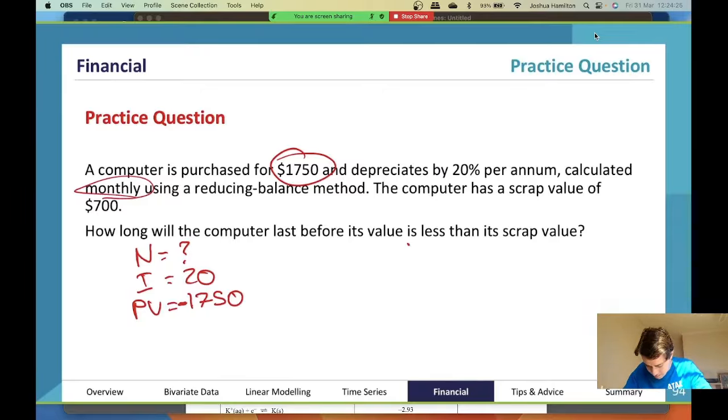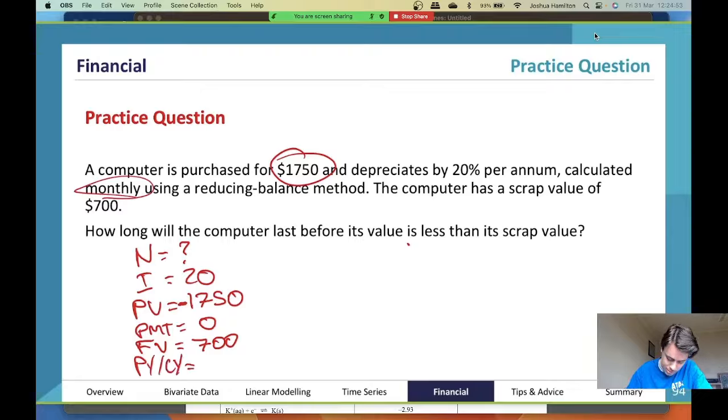Then it's how much are the payments? Well, there's no payments here. I'm not adding money to it or taking money away from it. So that's 0. What is my future value? I want to know when it's worth $700. Now, 700 is positive because that's how much it's still worth. So that's how much money I've technically still got. So I want to know when it's worth 700.